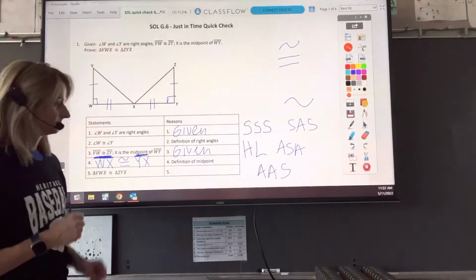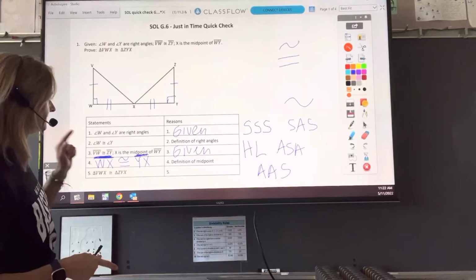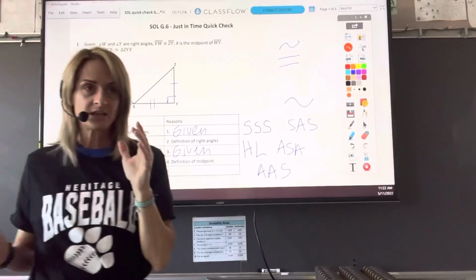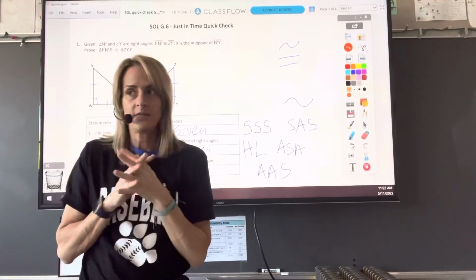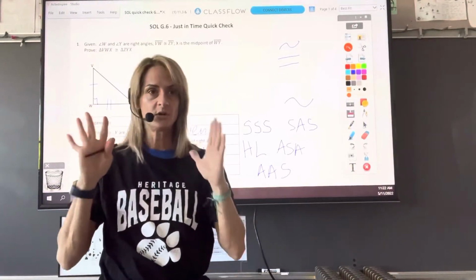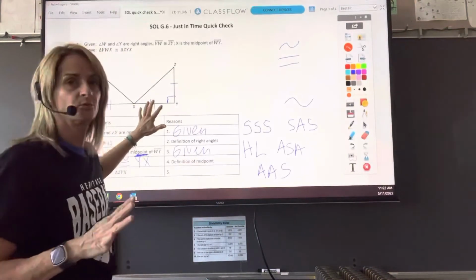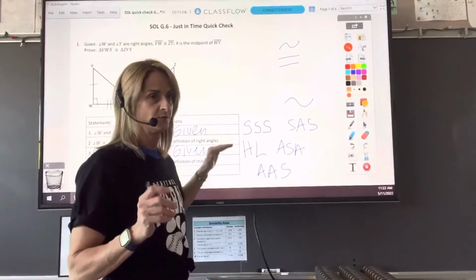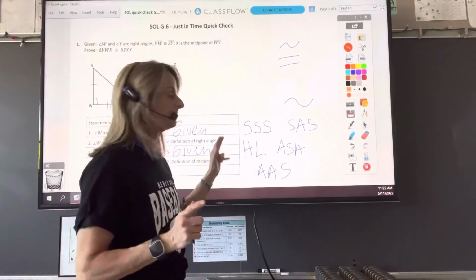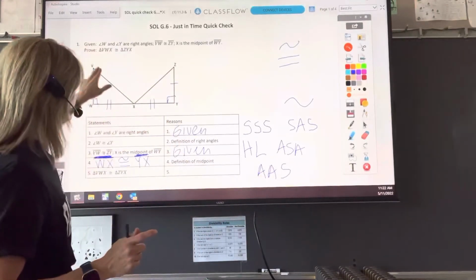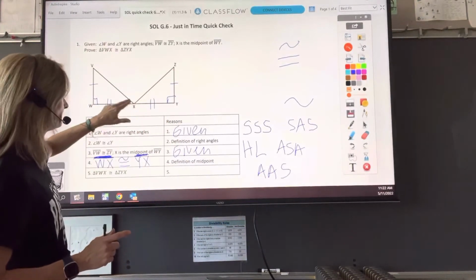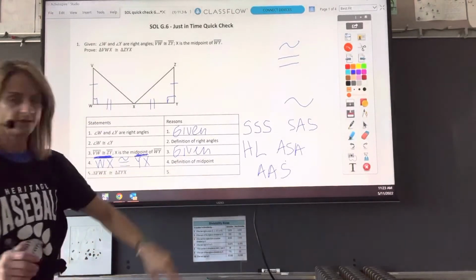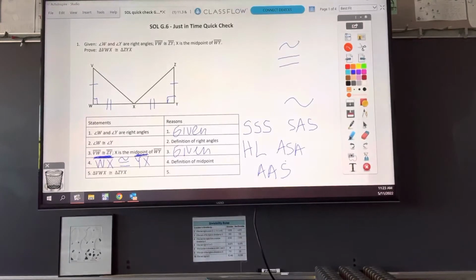So, yes, it is side, angle, side, because we have two sides and an angle in between them. You might think it could be HL, and that is a really good thing to think, because these are right triangles. However, HL means hypotenuse leg, and we don't have any information on this hypotenuse. But we do have an angle in between two sides. So this is side, angle, side, SAS.